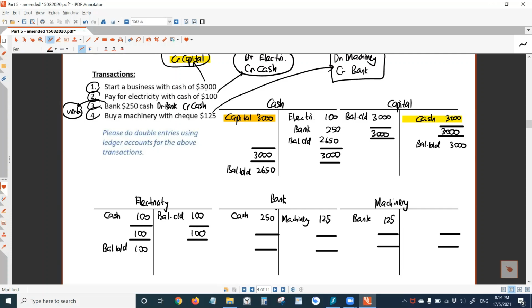And then the bank account, debit side is greater. Total up, copy to the other side. Then do deduction. You get back 125. That means you are left with $125 in the bank. Last one.